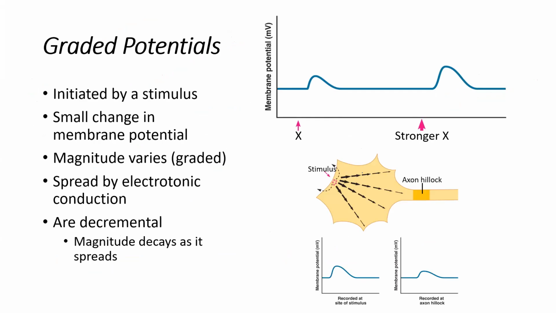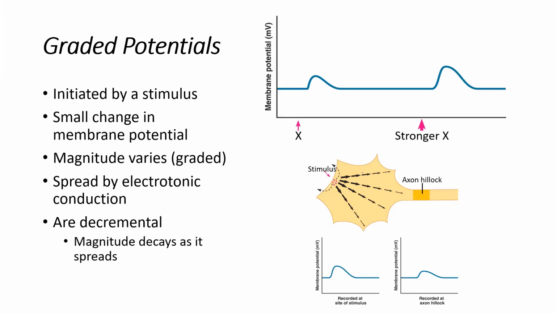So we said graded potentials are initiated by a stimulus, which is usually another neuron synapsing onto our soma. There are small changes in the membrane potential. They can be graded, so the magnitude can vary. It can be a 5 millivolt change, a 10 millivolt change, or a 3 millivolt change, depending on the different signals that are coming in. And then it spreads down the length of the neuron by electrotonic conduction. In other words, we have that negative and positive charge that's separated that creates the electrical movement to move this way toward the axon hillock.